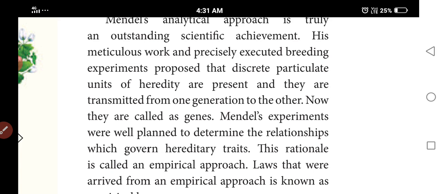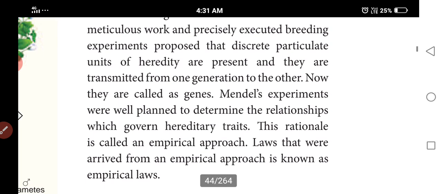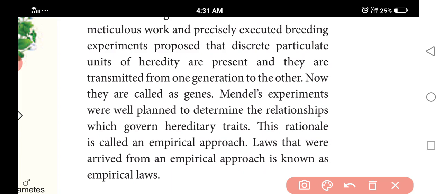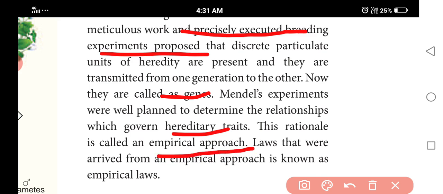This rational approach is called the empirical approach. Mendel's experiments were well planned to determine the relationship with heredity. Well planned and executed breeding experiments proposed the disintegrate particulate units of heredity, which are transmitted from one generation to the other. Now we call them genes. So well planned experiments determined the heredity traits, and traditionally we call this the empirical approach.